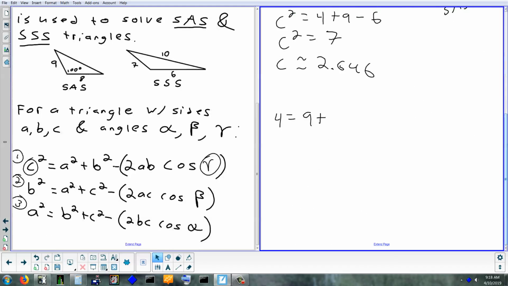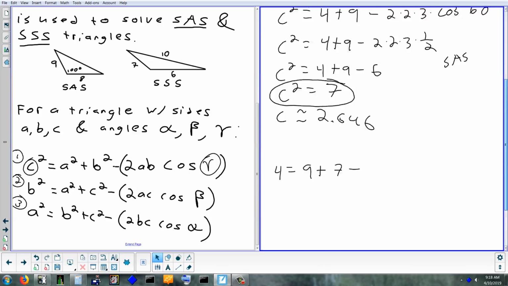Plus c squared. Now, don't take 2.646 and square it. You've got the answer for c squared right there. If you square 2.646, you're probably going to get like 6.999. It's 7, right? We already know that. So we've got a squared, b squared, c squared, minus 2bc.